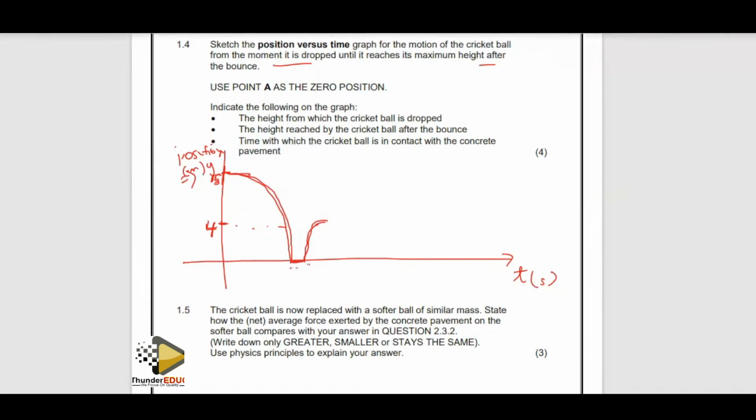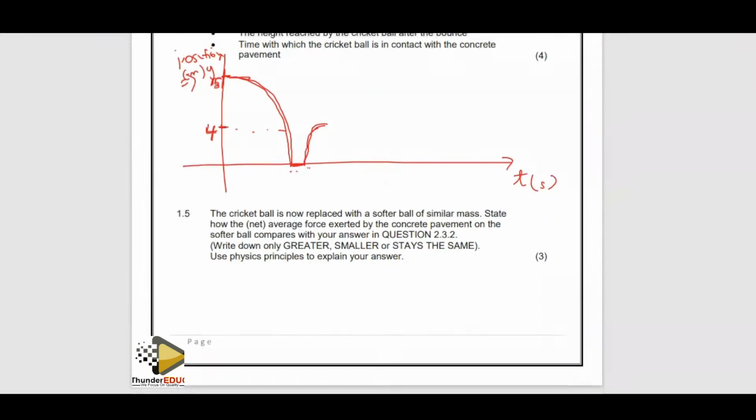Okay, and then 1.5. The cricket ball is now replaced with a softer ball of similar mass. They want us to state how the net average force exerted by the concrete pavement on the softer ball compares with your answer to 1.3.2. We need to write only greater, smaller, or stays the same.